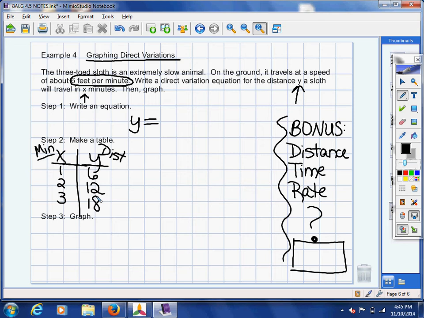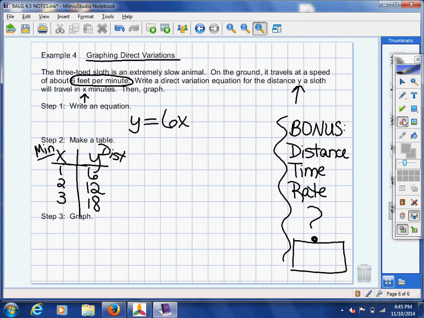Now, work backwards. Use the table to help you figure out what you did to x to get y. If you say multiply by 6, you're exactly right. That's your equation. So if you couldn't come up with it first, then make your table and work backwards. Nothing wrong with that. No shame in that, okay? Sometimes I have to work backwards myself. It's not a big deal.